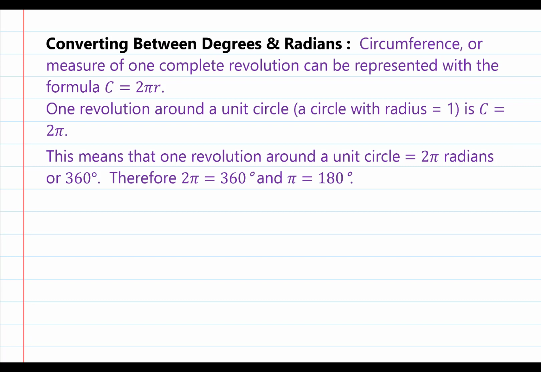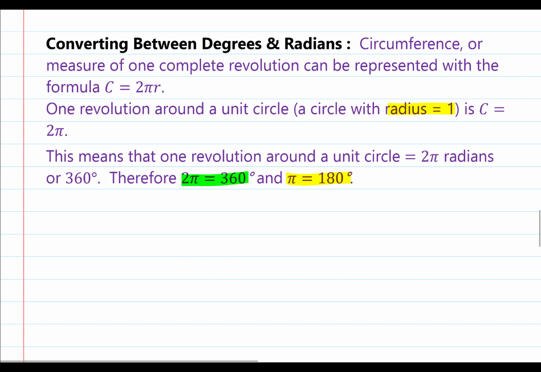One revolution around a unit circle, and a unit circle is a circle with a radius of 1, is C equal to 2 pi. This means that one revolution around a unit circle is equal to 2 pi radians, or 360 degrees. Because one full revolution can be represented as 2 pi radians, or 360 degrees, we can then set 2 pi radians equal to 360 degrees. Dividing both sides by 2 allows us to get the formula pi radians is equal to 180 degrees.